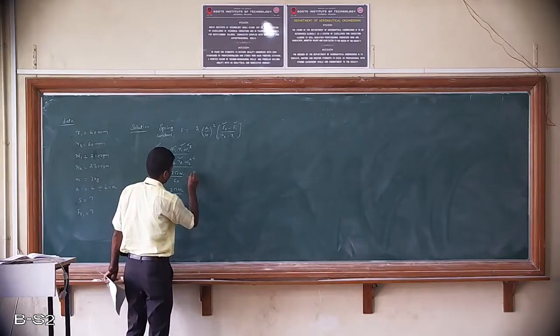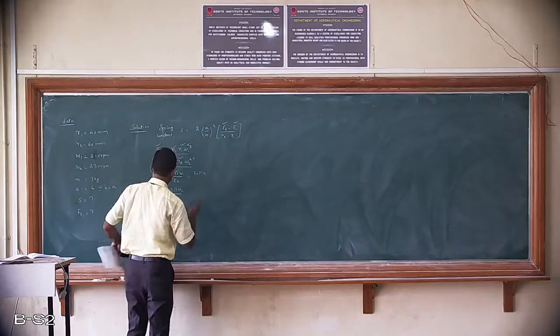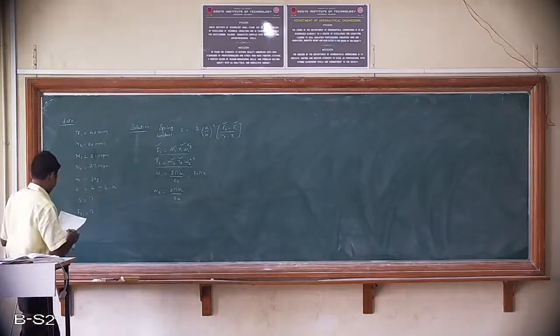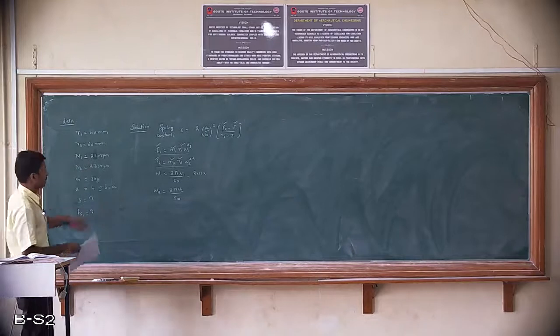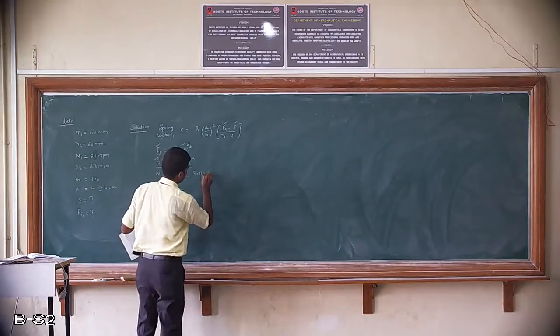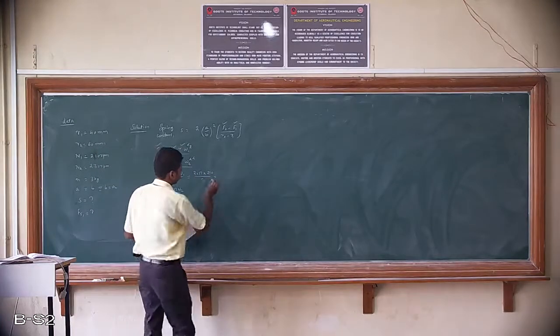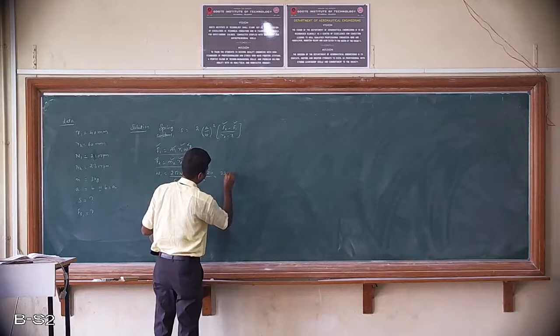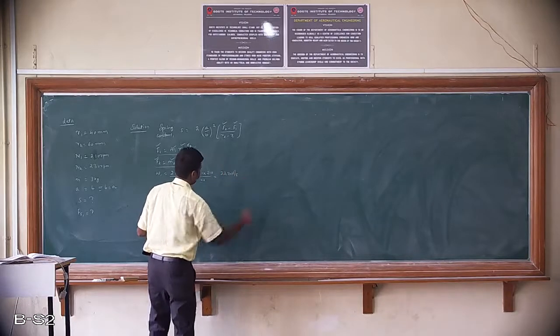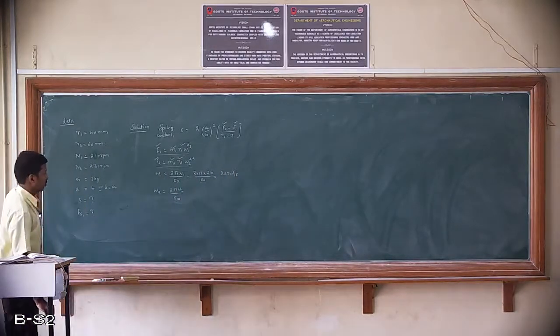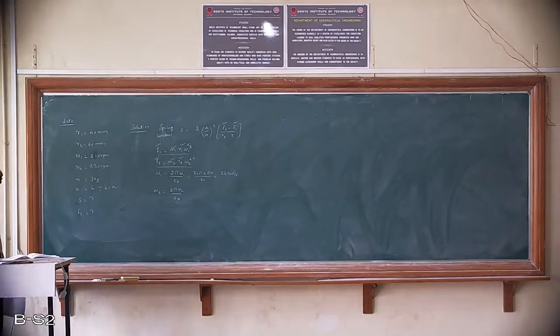So 2 into pi into the value of n1 is given. The value of n1 is how much? 210. So it is 210 divided by 60. So you are going to get the value of omega 1 as 22 radian per second.